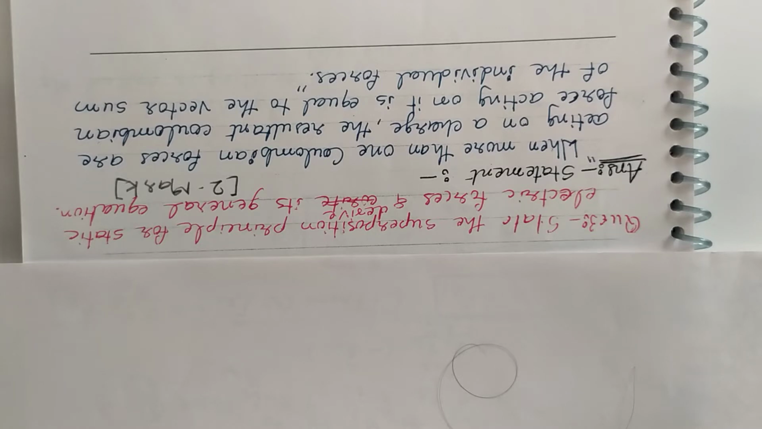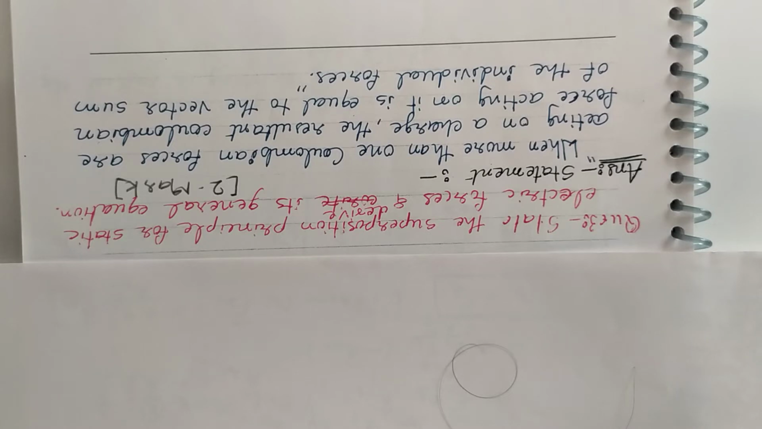Today we are going to learn an important 2 mark question of standard 12th chapter 1, Electric Charges and Fields. The question is, state the superposition principle for static electric forces and derive its general equation. In our last video, we learned how to define Coulomb's force in vector form. Right now, we are going to study that if there are n number of charges in a plane, how can we generalize Coulomb's force for them?